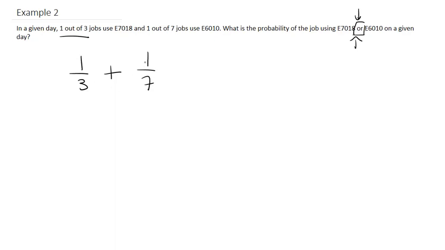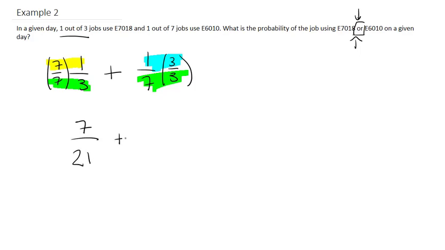So 1/3 plus 1/7. What we would do is multiply this one by 7 over 7 and this one by 3 over 3. So this then becomes 7 times 1. We multiply those numbers together, and then we multiply those numbers together. So 7 times 1 is 7. 7 times 3 is 21. Plus 1 times 3 is 3. 7 times 3 is 21.